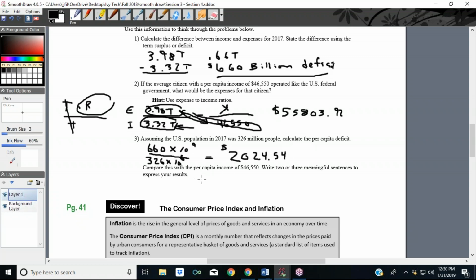And it says compare this with the per capita income. So, okay, let's take that much and compare it to the income. The income was $46,550. So we're doing a part to whole here because this is the part that a person would have to pay to help reduce the debt. This is the whole because that's their whole income. When we get this value, we can actually change it and use it as a percentage.